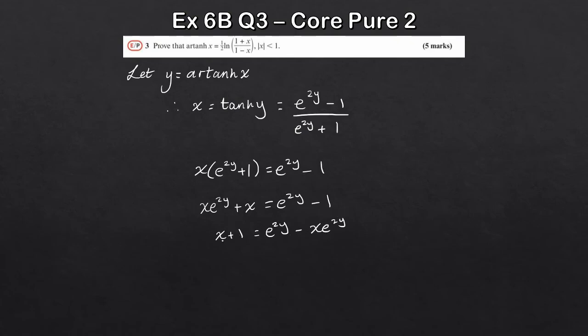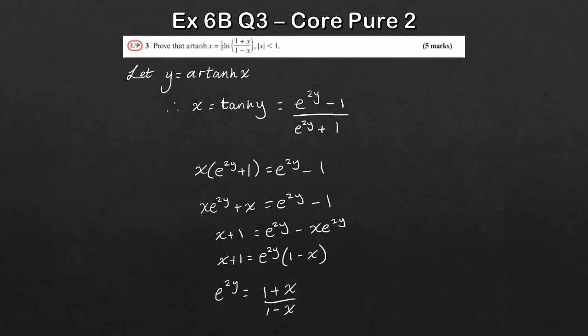Okay. Well, now I've got an e to the 2y on this side here, so I can factorize that out. So this is x plus 1 is equal to e to the 2y times 1 minus x. Okay. Now I can divide through by 1 minus x, and I've got it in terms of e to the 2y, which is what we wanted. We wanted to get it in terms of e to the 2y, so we can then take the logs and get it into this format. So e to the 2y is equal to, I write as 1 plus x, just like they've got it, over 1 minus x.